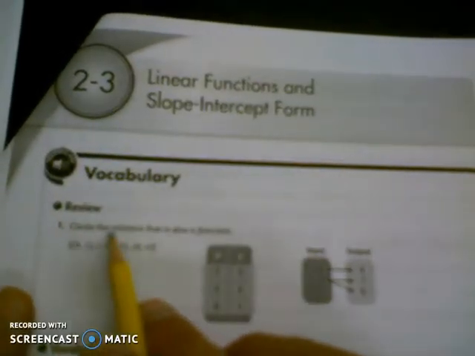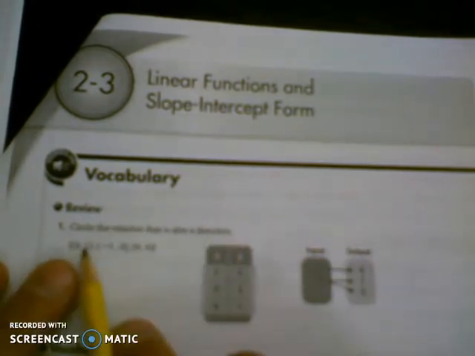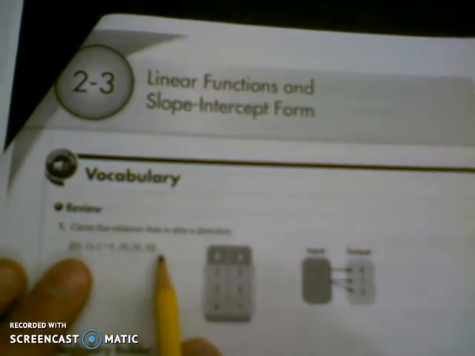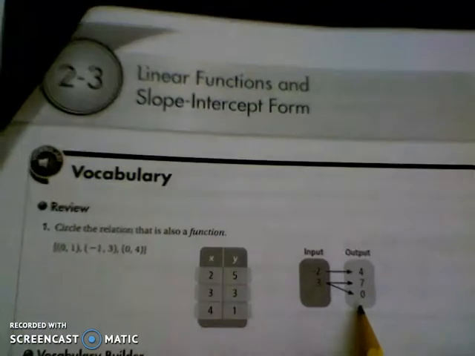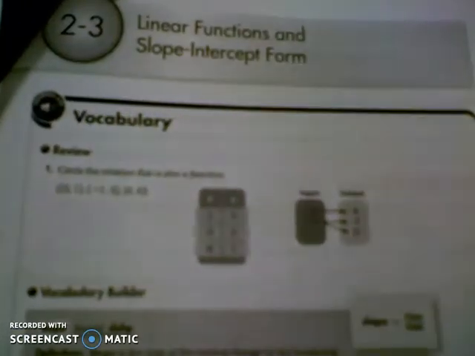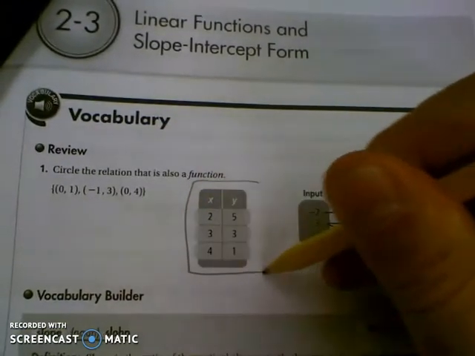Vocabulary. Circle the relation that is also a function. We have 0, 1; negative 1, 3; and 0, 4. Then 2, 5; 3, 3; 4, 1. Then negative 2, 3; and 4, 7. You have 0 down here. So you're going to circle this one as also a function.